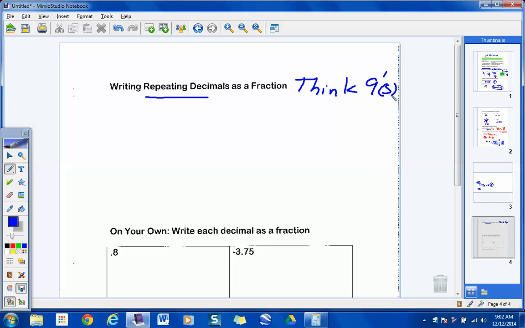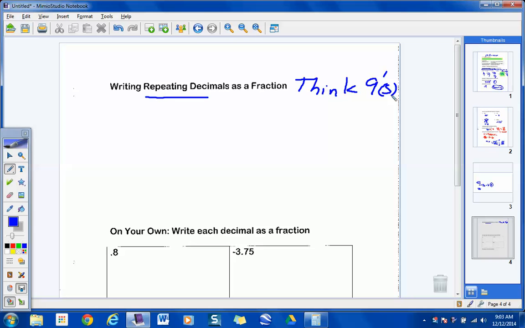All right, writing repeating decimals as a fraction, kiddos. It says think 9s. Okay. 9s. All right, I'm not going to get into why this is the way it is, but I'm just going to tell you the shortcut on it. For a repeating decimal to write as a fraction, think 9s.